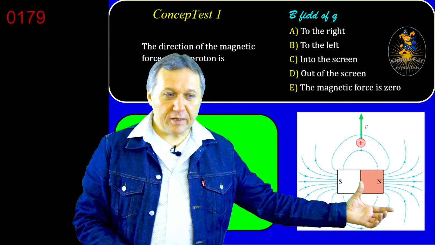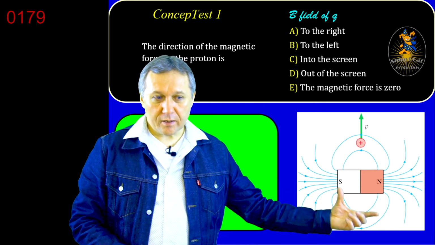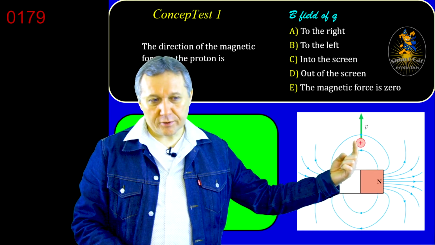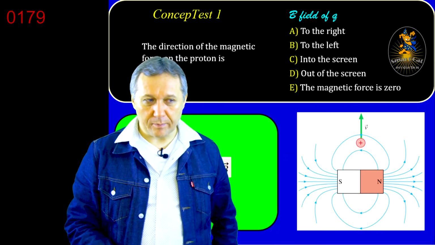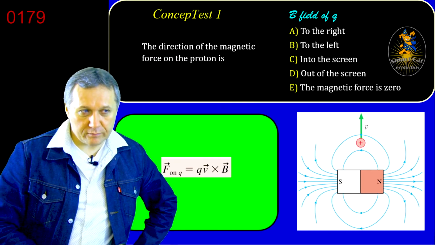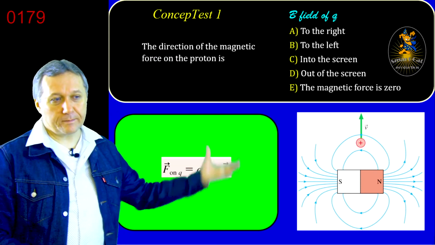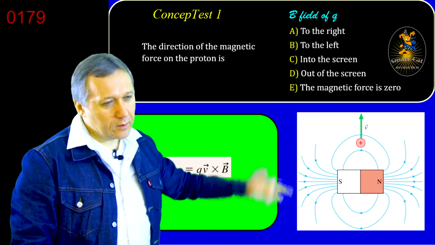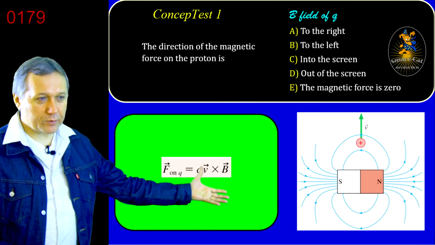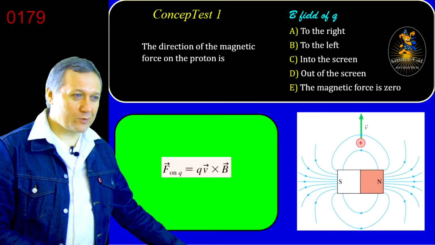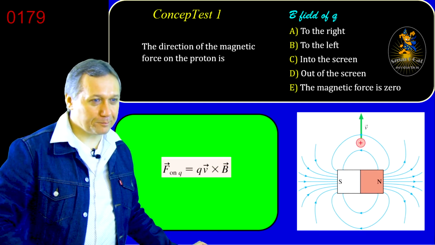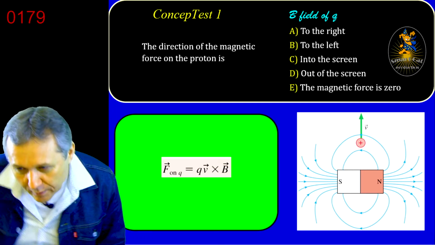You see magnetic field lines, you see them? They are created by this permanent magnet. And there is a charge, a positive charge, flying up. So what's the direction of the magnetic force acting on this positive charge? In this case, it's actually a proton. And you see 5 options. And of course, I posted the formula for the magnetic force, the Lorentz force. Okay, give it a try.